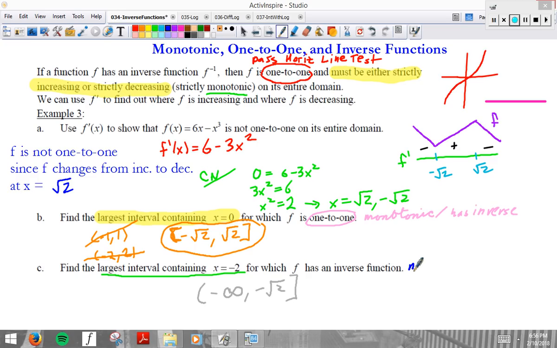So again, we're looking for monotonic. That's the same as having an inverse function. That's the same as being one-to-one. All of these are synonyms.